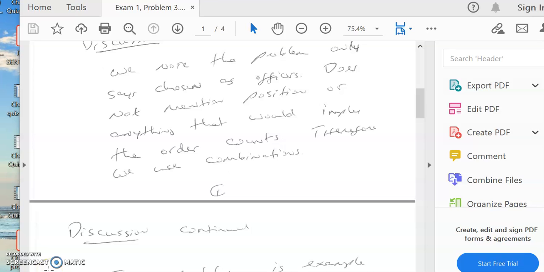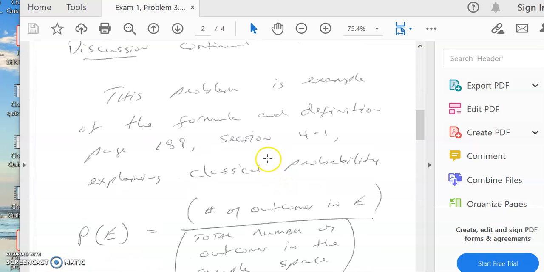The reason this is important is because if the order counts, or if there's some sort of an arrangement, then we have to talk about permutations. If the order doesn't count, if there's no sort of discussion, or they don't imply that there's an arrangement of some sort, well, then we use combinations. Okay, so that's the very first thing you have to look at.